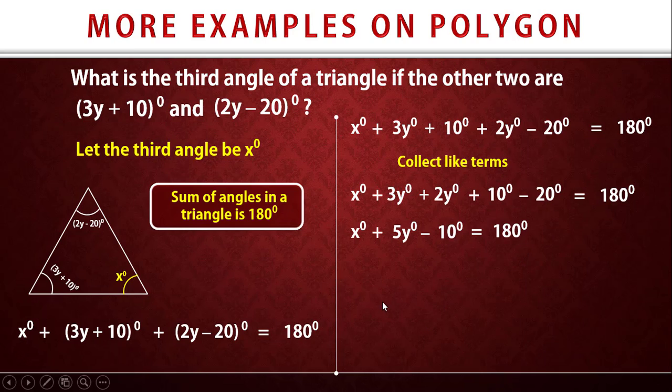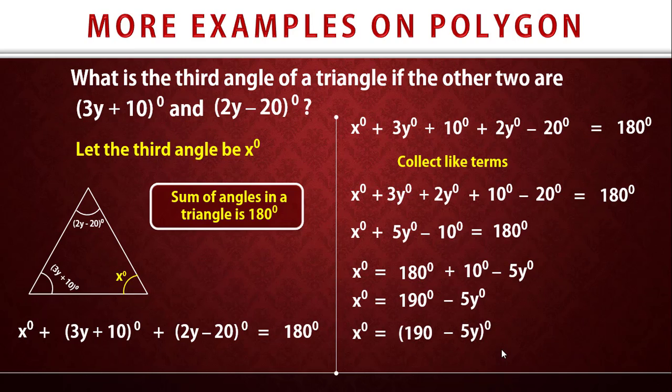So we now have only s at the left hand side. s degree equals, right hand side now, 180 degree. If minus 10 at the left hand side goes to the right hand side, the sign will change to plus, so we have plus 10 degree. Then plus 5y degree at the left hand side, if it goes to the right hand side, the sign will change to minus 5y degree. 180 degree plus 10 degree, that will give 190. So we have s degree equals 190 degree minus 5y degree. So we now have our s degree equals 190 minus 5y. We just put it in brackets, degree.